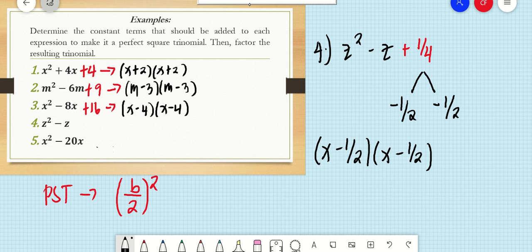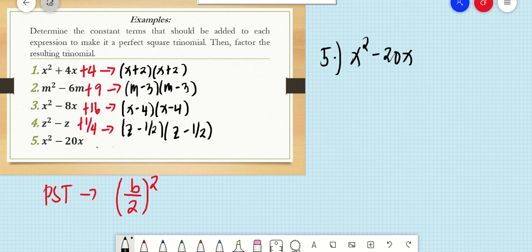Instead of using x, since the variable we used is z, we will use z. Whatever variable we used is also what we use in getting the factor. So our factored form is z minus 1/2 times the quantity of z minus 1/2.